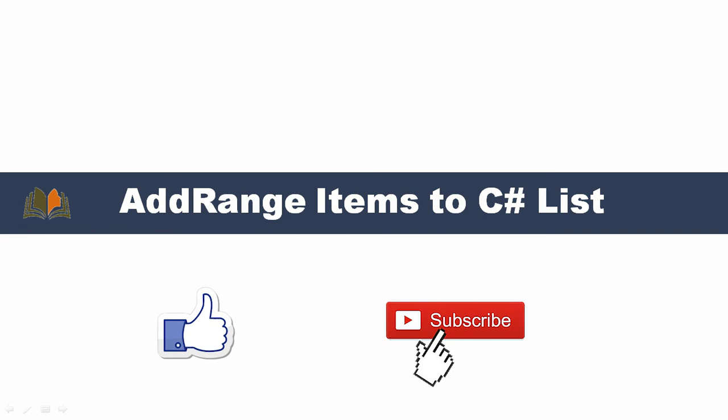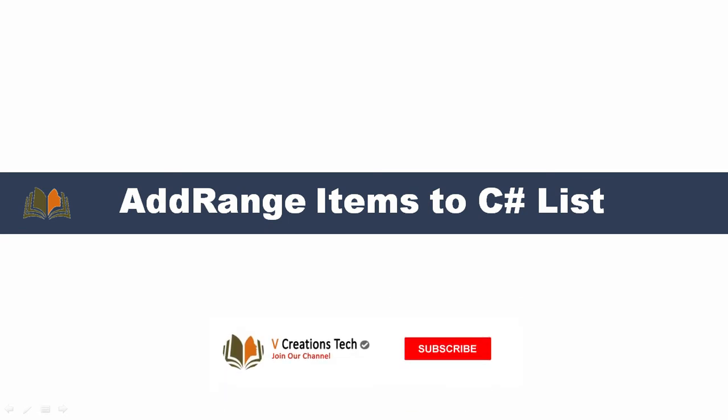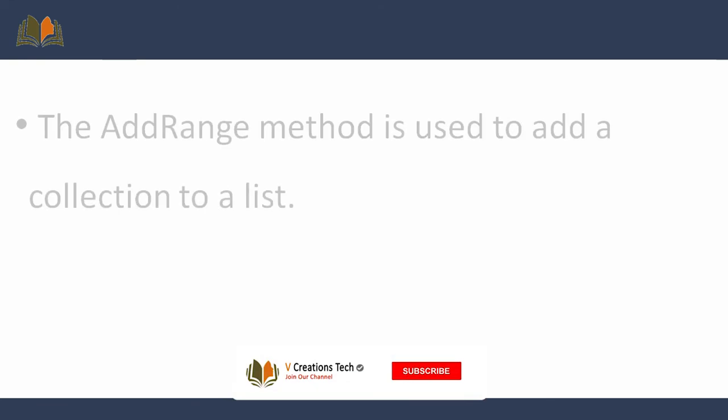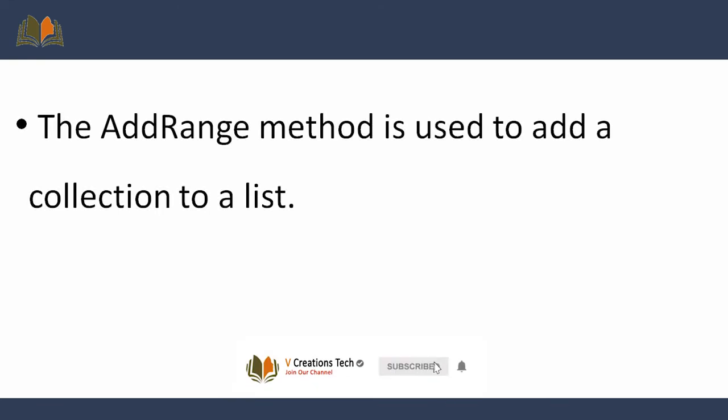And today in this video we will talk about how to add a range of items into our C# list. Which means that in a particular list we will add a collection of items, or we can say that we can add more than one item into our list. And to add more than one item into our list, we need to use the AddRange method. Here the AddRange method is used to add a collection to a list.